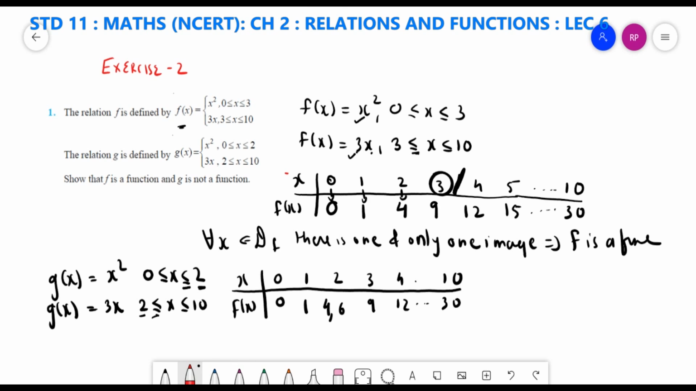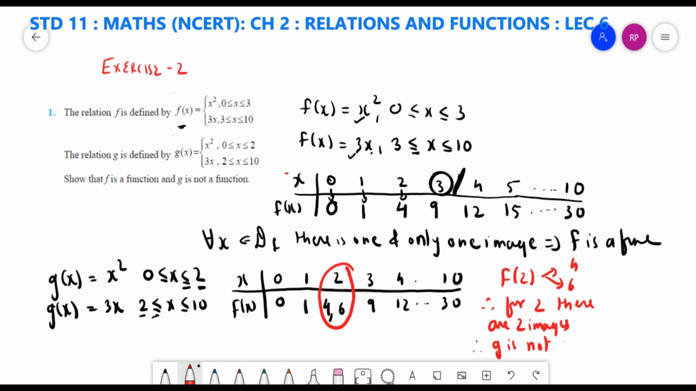Now if I take this case, g(2) has two values, 4 and 6. Therefore, for 2 there are two images. Therefore, g is not a function. Clear? And f is a function. So just note down question number 1.